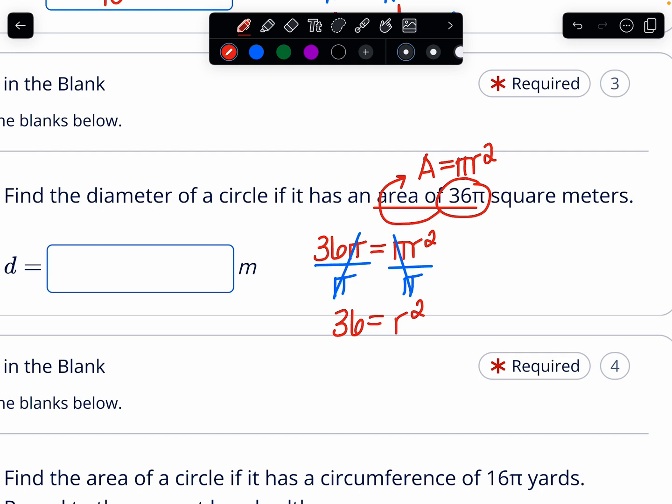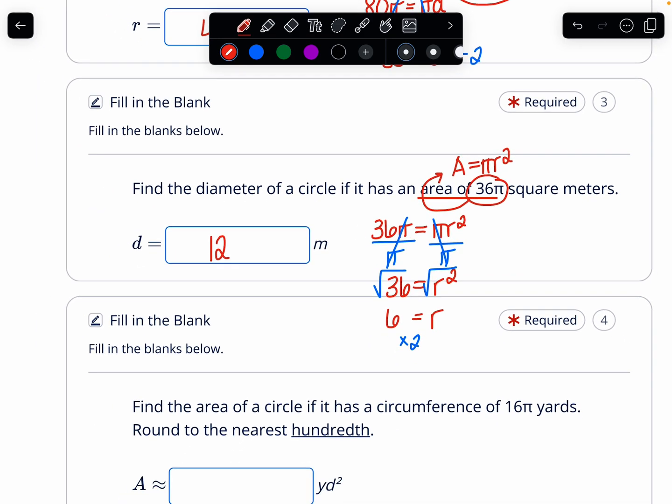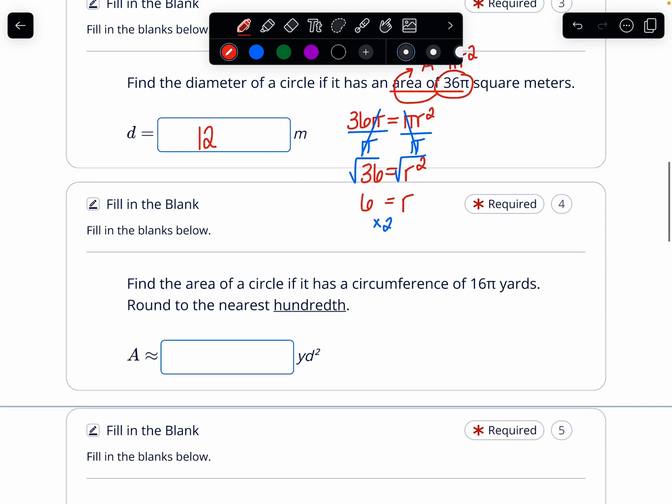Now, if you don't know what number times itself, or what number squared gives you 36, use the square root button on your calculator. That is the opposite of squaring a number, and that will tell you that our radius has to be 6. Of course, 6 times 6 gives you 36. Now, if the radius is 6 and they're asking for the diameter, double that, and that makes the diameter 12 meters. So divide by pi, square root to find your radius. That's the opposite of squaring. And then once you have your radius, you can find the diameter.